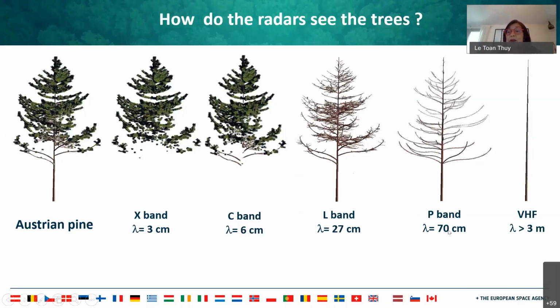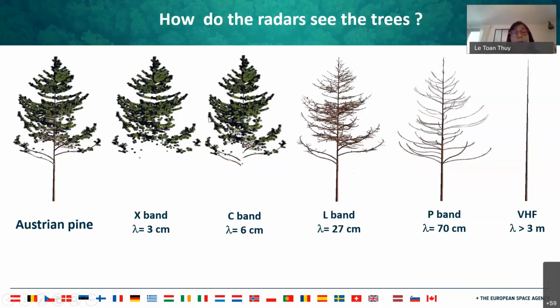It's not equivalent to the wavelength. It's not 70 centimeters, but there's some criteria for which kind of scatterers a radar can see. You know about Rayleigh scattering, Mie scattering, etc. The rule of thumb is something like lambda over 10, 1/10 of the lambda for the Rayleigh criteria, but there are other criteria as well.